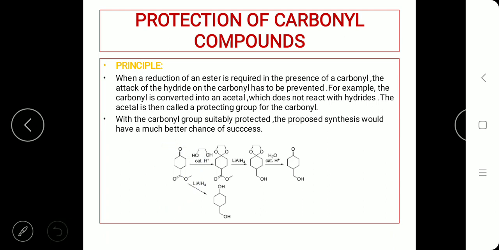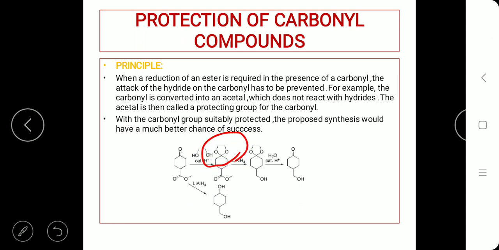Now, when you use lithium aluminum hydride, we know it is a good reducing agent which reduces both the functional groups to give rise to a diol, and both the ketone and the ester are getting reduced. But when we make use of certain reagents or groups like an acetal, we can see here that only the ketone is getting protected.